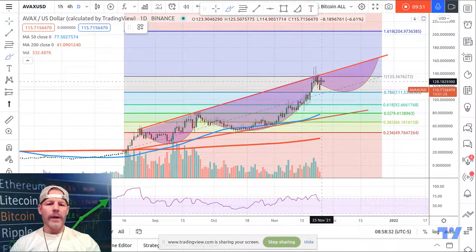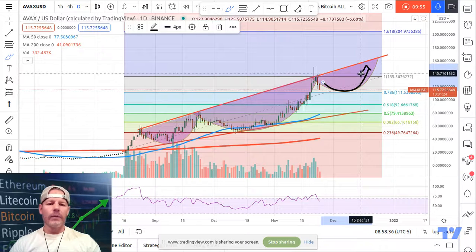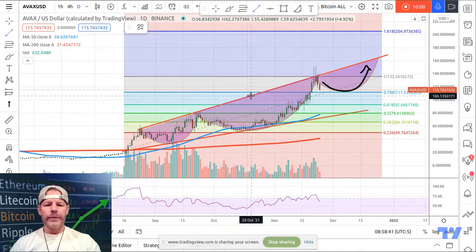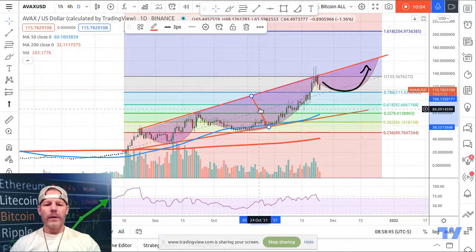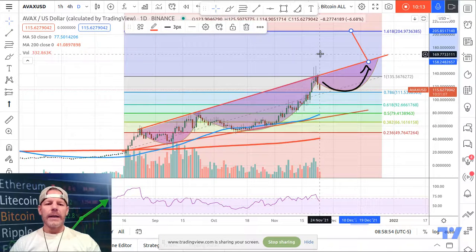Now remember, we have to come down, swoop down, touch that, and come back up, and that is our neckline. Once we break our neckline, we can measure the distance between the neckline and the head. That'll tell us where we're going. All I have to do is simply take and drag that measurement up to where I think we'll break the neckline. And look at that.